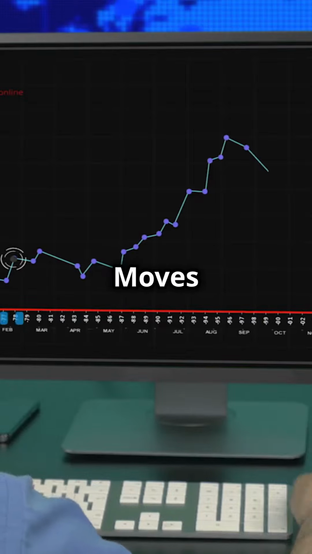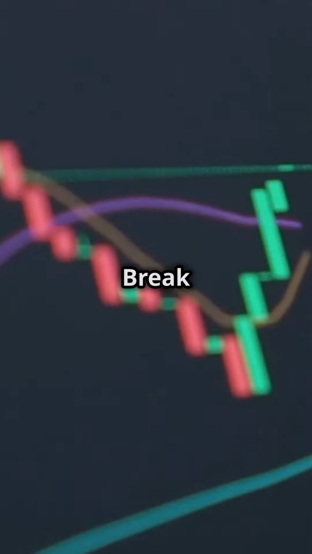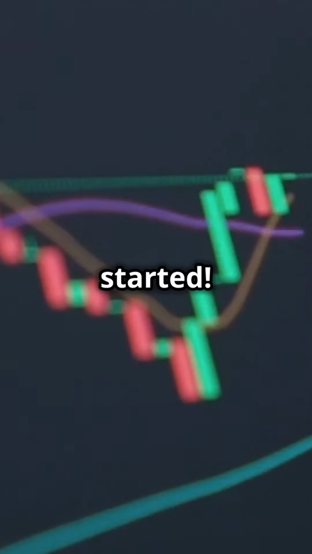In this video, we delve into the concepts of up and down moves in trading, as well as break and hold levels. Let's get started.